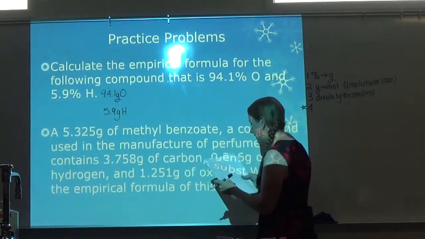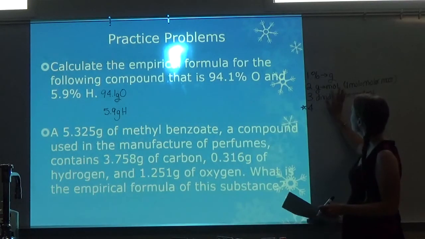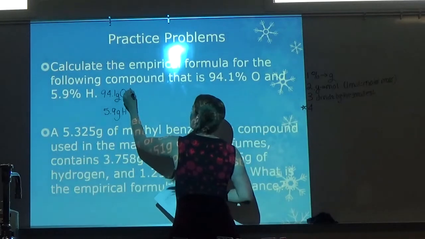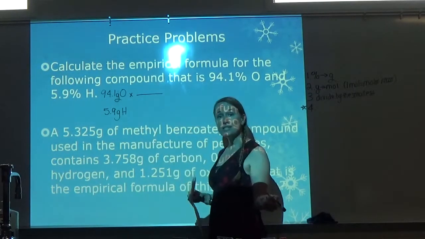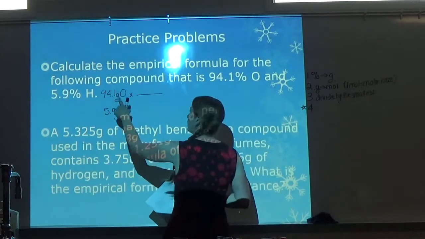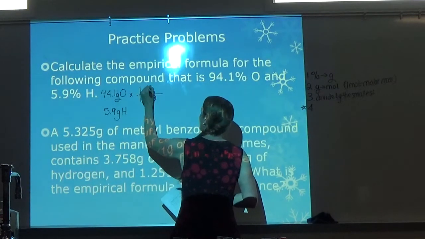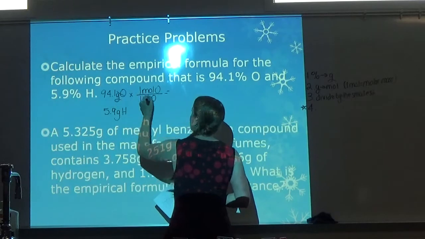All right, so step 2 is, of course, I need to then change grams to moles using the molar mass. All right, so for oxygen, I look at the periodic table. Oxygen is 16 grams per mole. So since grams is on top, I'm going to do my 16 grams on bottom and my 1 mole on top. Just like that.